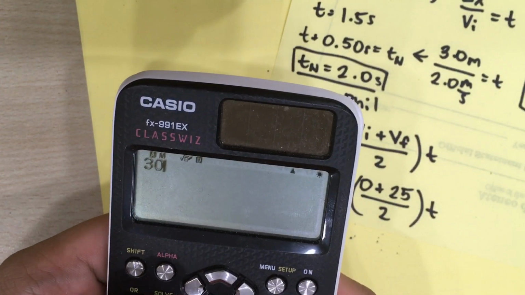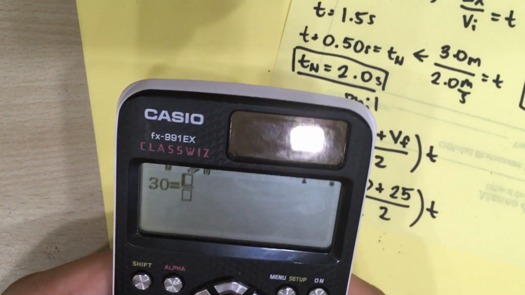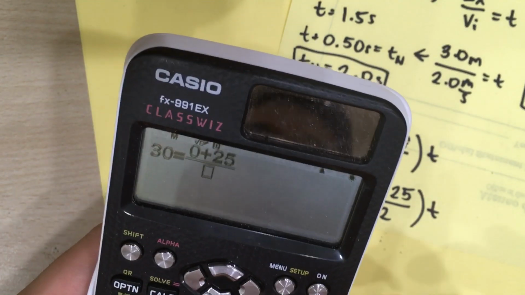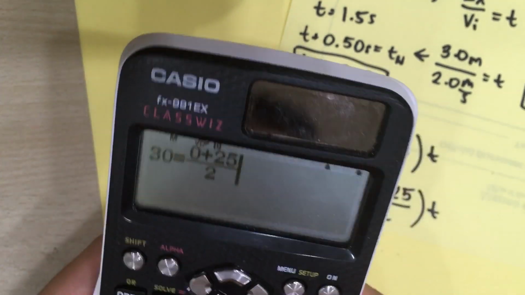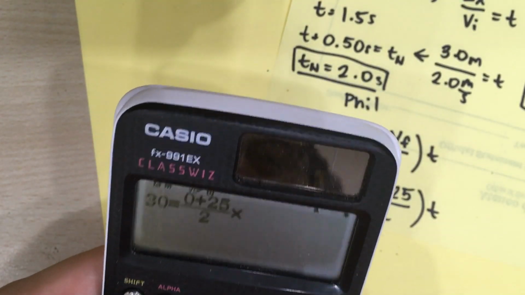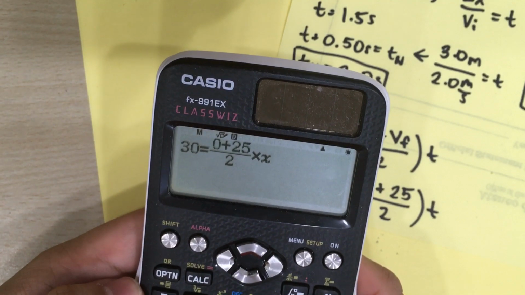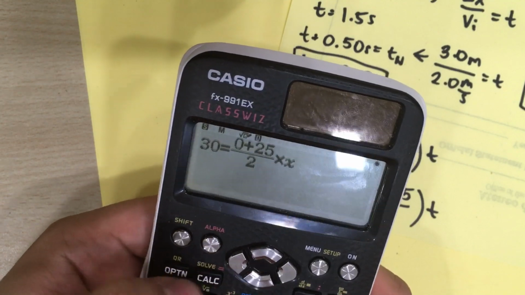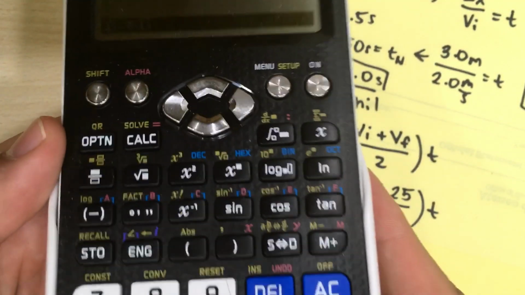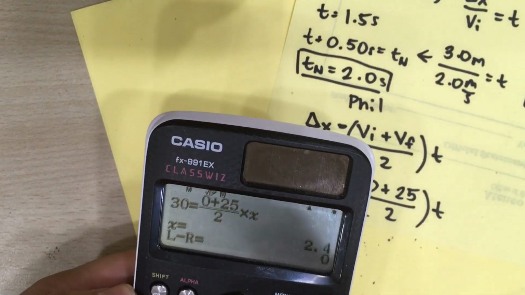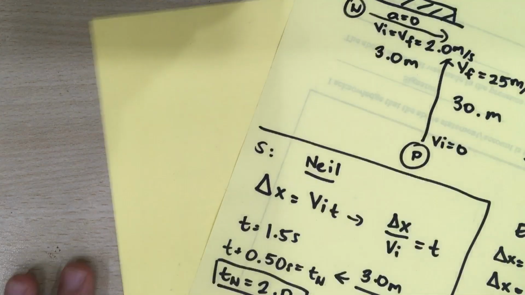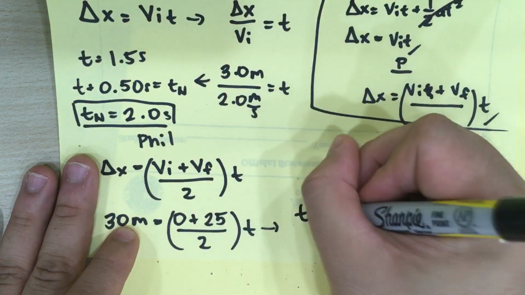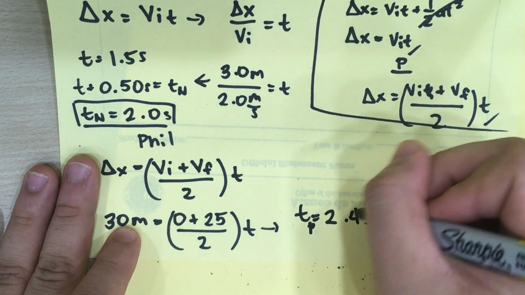So we go 30, alpha equals, that represents an equal sign in your calculator. So it's going to be 0 plus 25 on the top, as we have determined, divided by 2, times, let's set a variable. Let's say x. So that's the equation we're dealing with. Now, in order to solve for x, we just press shift and then solve. Then we press the equal sign at the bottom, and there you go. X is simply 2.4. But here it's t, so we can say t of Phil is 2.4 seconds.